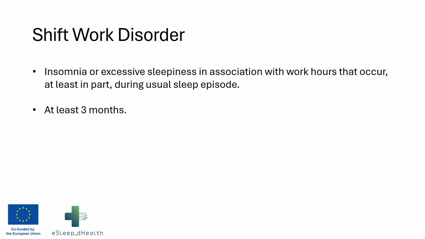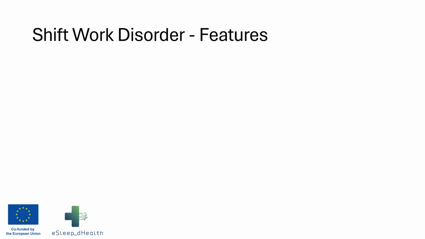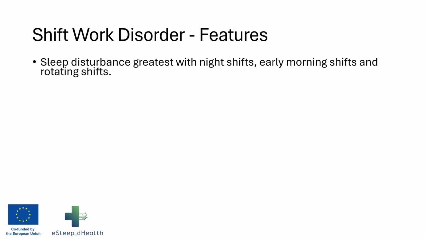This disorder is characterized by insomnia or excessive sleepiness in association with work hours that occur at least in part during the usual sleep episode, and this needs to happen for at least 3 months. There are several types of shift work schedules, including evening shifts, night shifts, early morning shifts, rotating shifts, split shifts, on-call overnight duty, and long-duration work shifts that may include work hours at night. But sleep disturbance is usually most common in those working night shifts, early morning shifts, and rotating shifts.